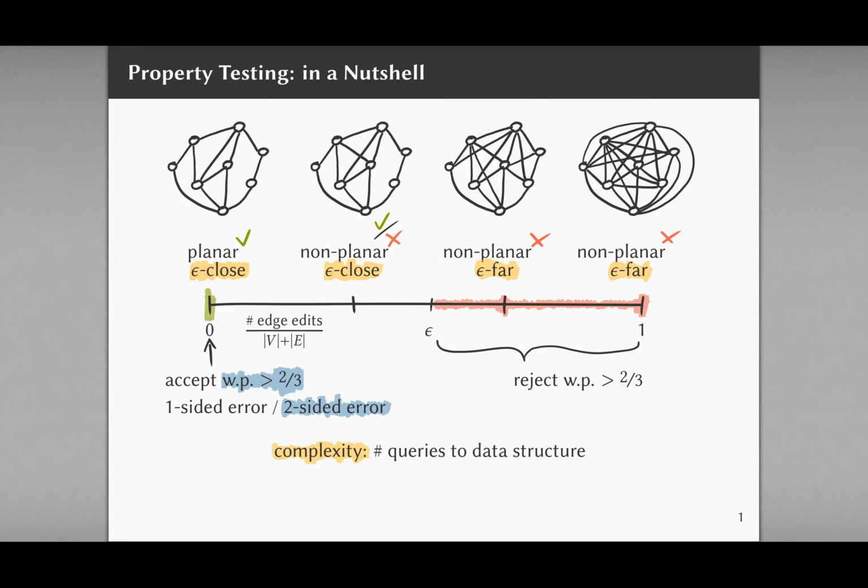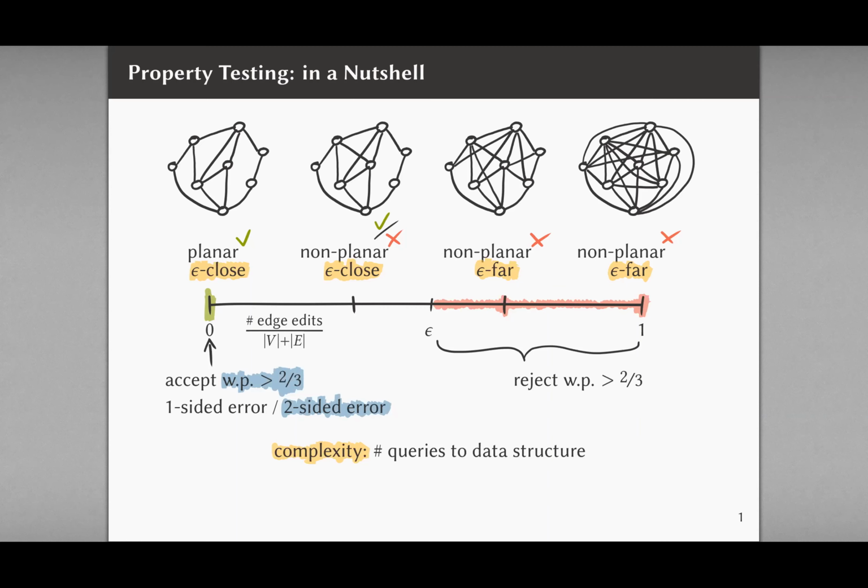And if this, then we have a parameter epsilon, which says if we need more edge edits than epsilon, then we call a graph epsilon far from being in the property, and otherwise we call it epsilon close. Now, the property tester should just decide whether a graph has a property or whether it's epsilon far from a property with some constant probability like 2/3. And if a graph is epsilon close, for example, the second graph from the left, there's only one edge which makes it non-planar, then the property tester is allowed to answer arbitrarily.